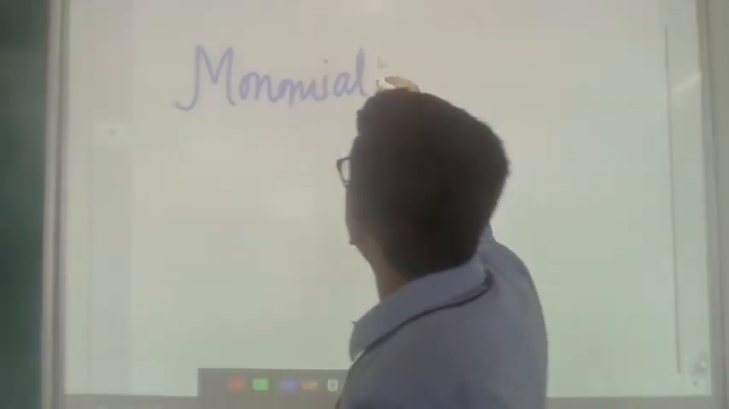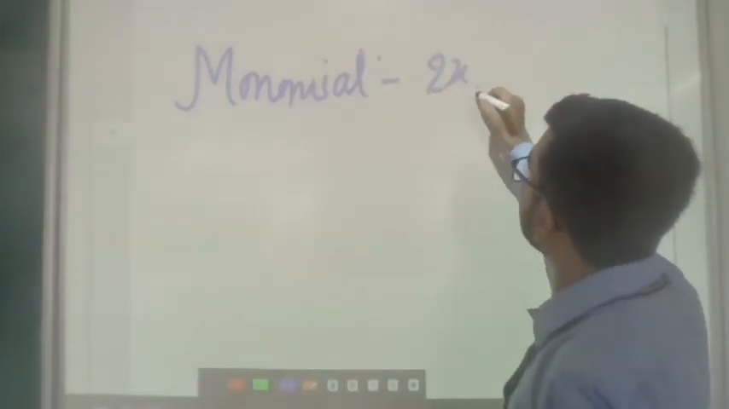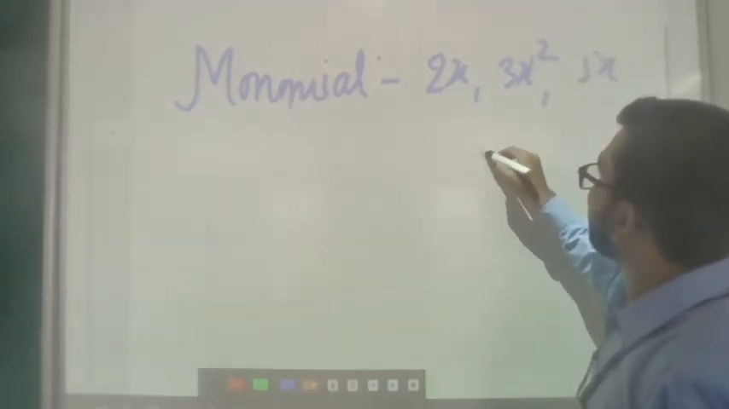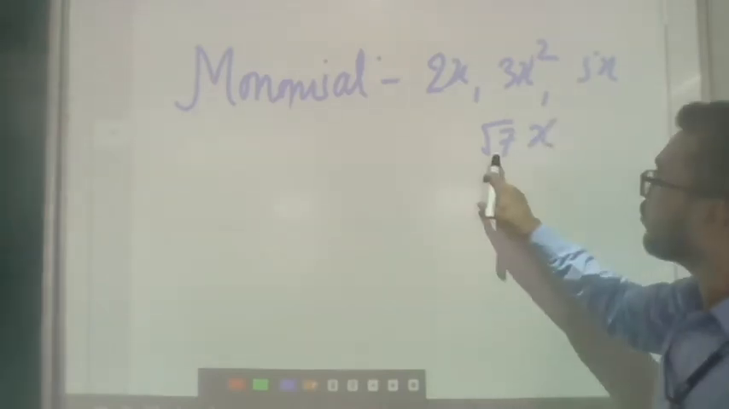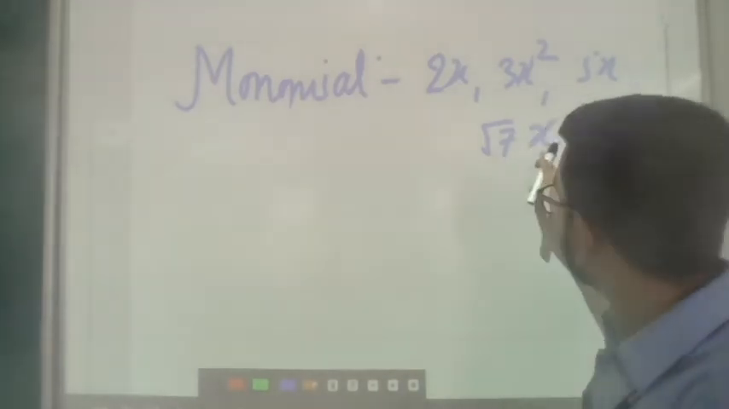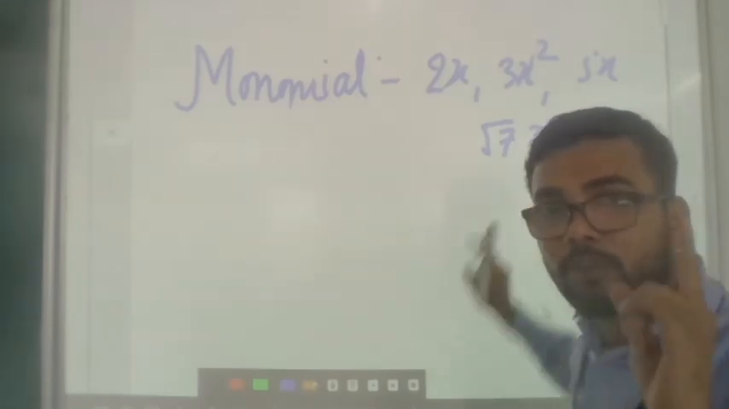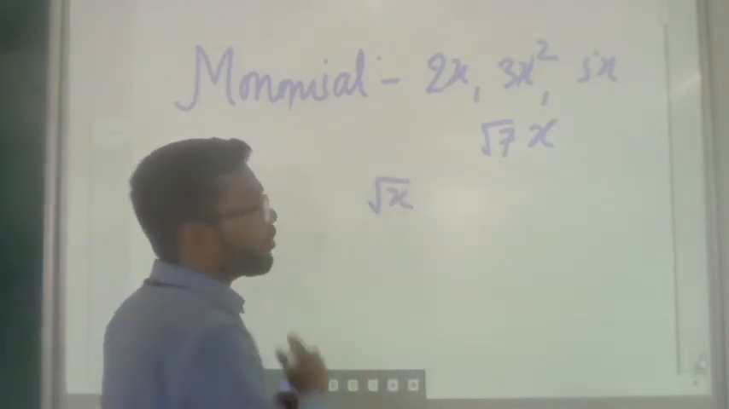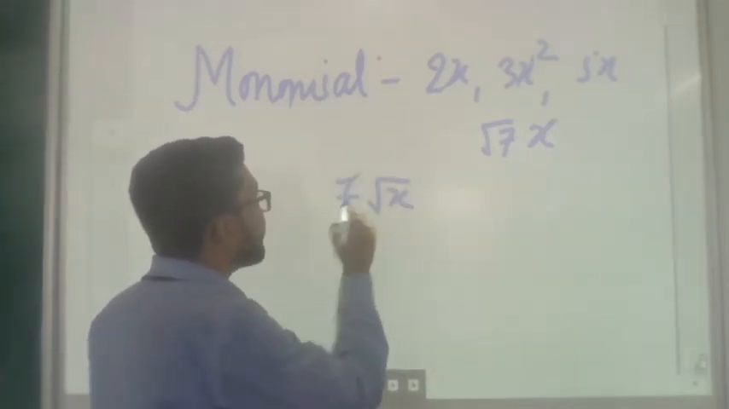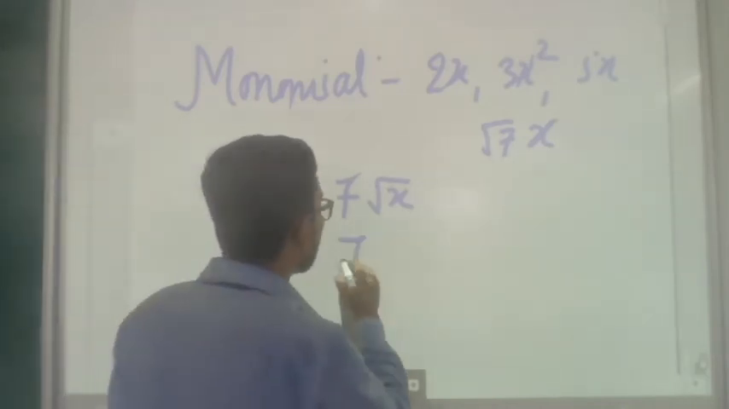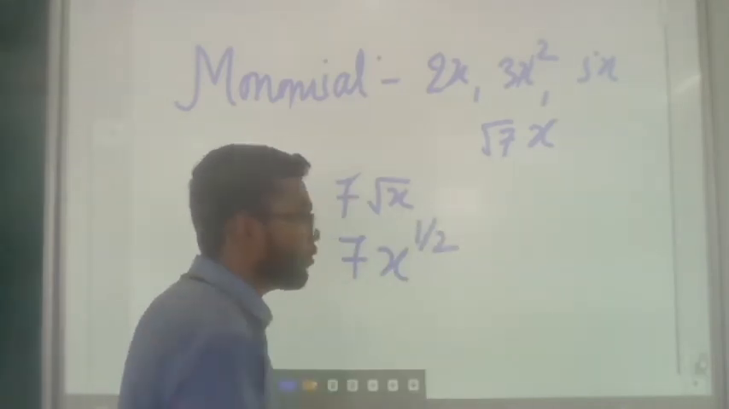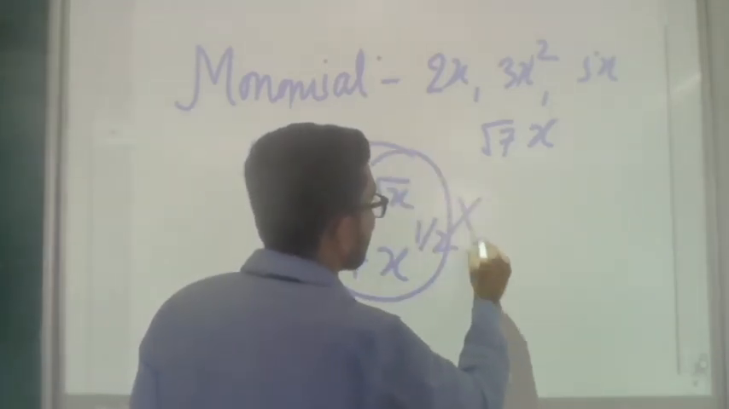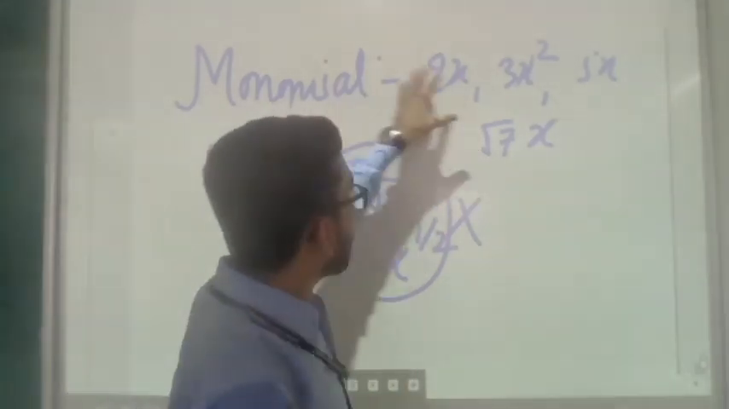You all know that a monomial has only one term, like 2x, 3x square, 5x or root 7 x. Here root 7 x is a polynomial. Why? Because the power of the variable is 1 and 1 is a non-negative integral. But 7 root x is not a polynomial, because 7 root x can be written as 7x to the power 1 by 2, and 1 by 2 is not a non-negative integral. So the monomial has one term.